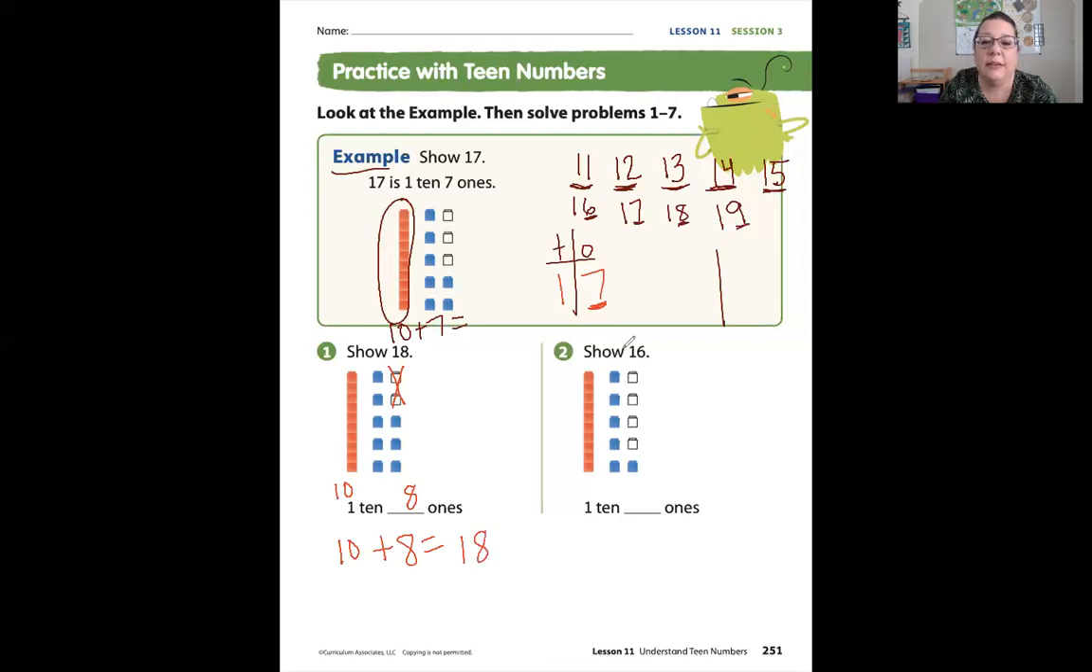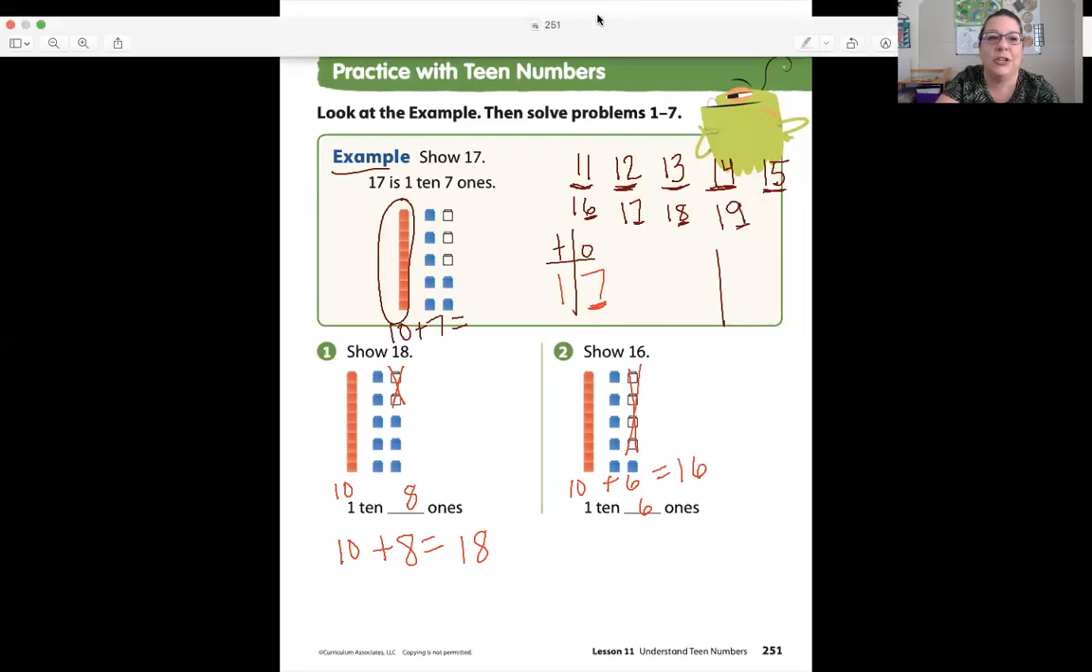18. Here we have show 16. I have 1 ten and how many ones? These ones are not colored in. I'm going to cross those out. Just like 5 fingers, 5, count on, 6. So we have 10 plus how many ones? 6 equals, so we have 6 ones, 16. Good job.